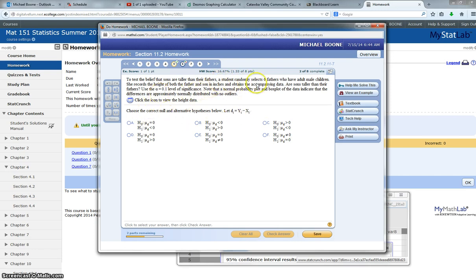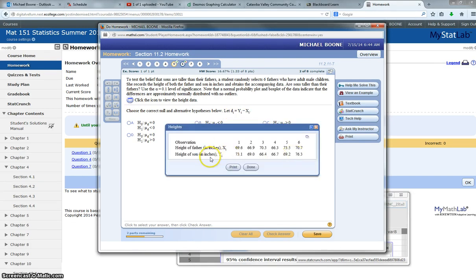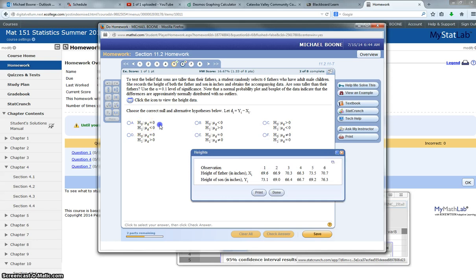So fathers who have adult male children, the researcher records the heights of both the fathers and the sons and obtains the accompanying data. Are sons taller than their fathers? Let's notice that the difference is our y values minus our x values. So y's are the sons, fathers are x. We have this data, but we have to figure out our null hypothesis and alternative.